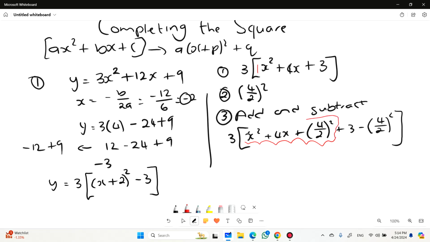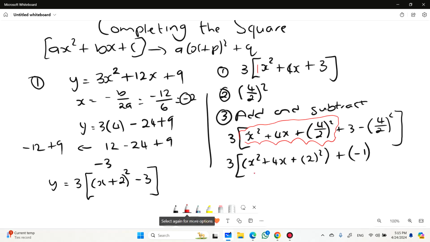and put it in one bracket, right? You can put that in one bracket, so I'm going to say 3 times x squared plus 4x plus what? Well, 4 divided by 2, that's 2 squared, and then I'm going to put that in a bracket. And then outside I have 3 minus 4, because this is 4 divided by 2, which is 2, then 2 squared, that's 4. So 3 minus 4, that's negative 1, right?